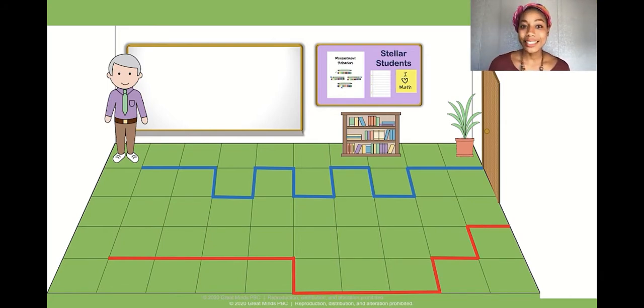Let's count the blue to see how long it is. Count with me. 1, 2, 3, 4, 5, 6, 7, 8, 9, 10, 11, 12, 13, 14, 15. Wow! So the blue line is 15 tile lines long. That's a lot.